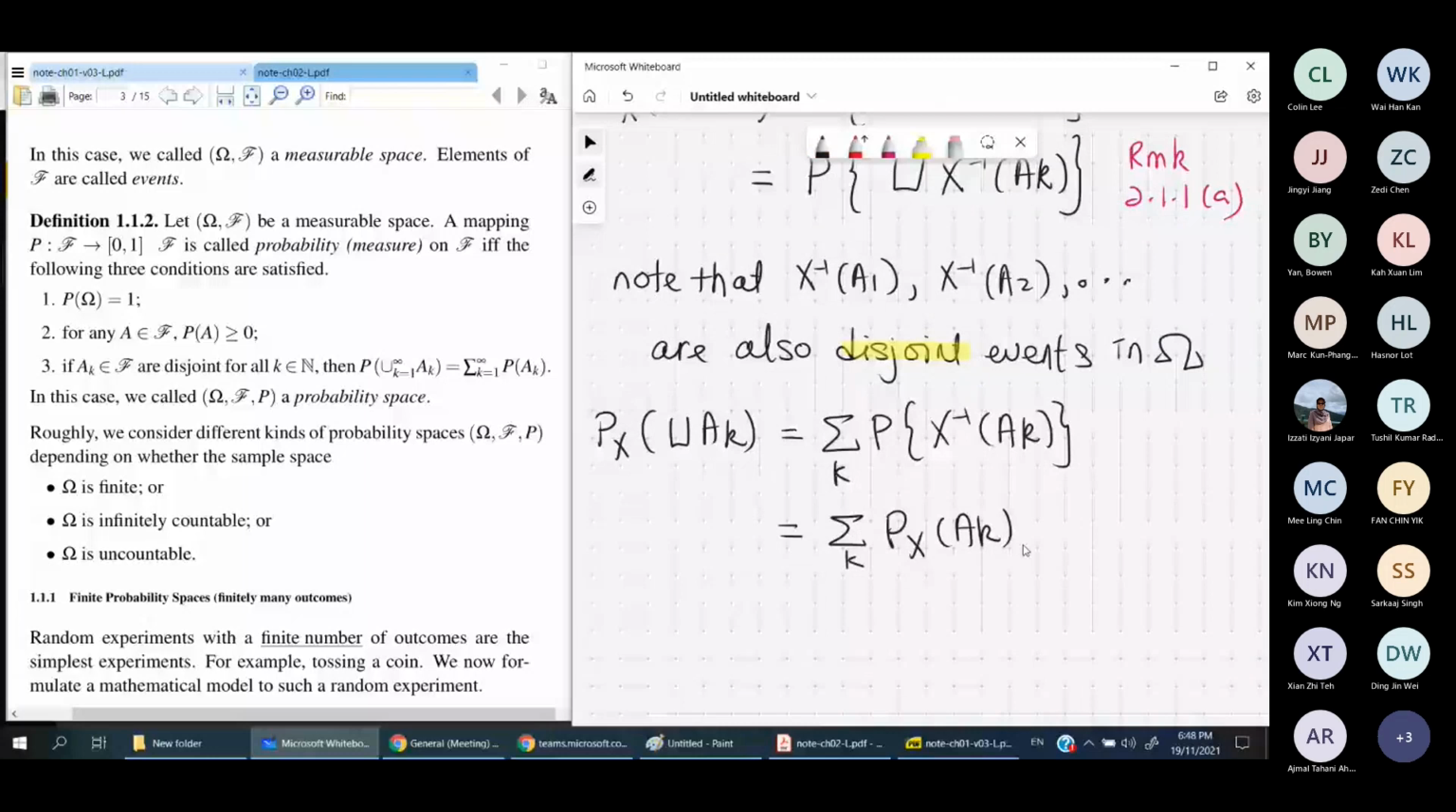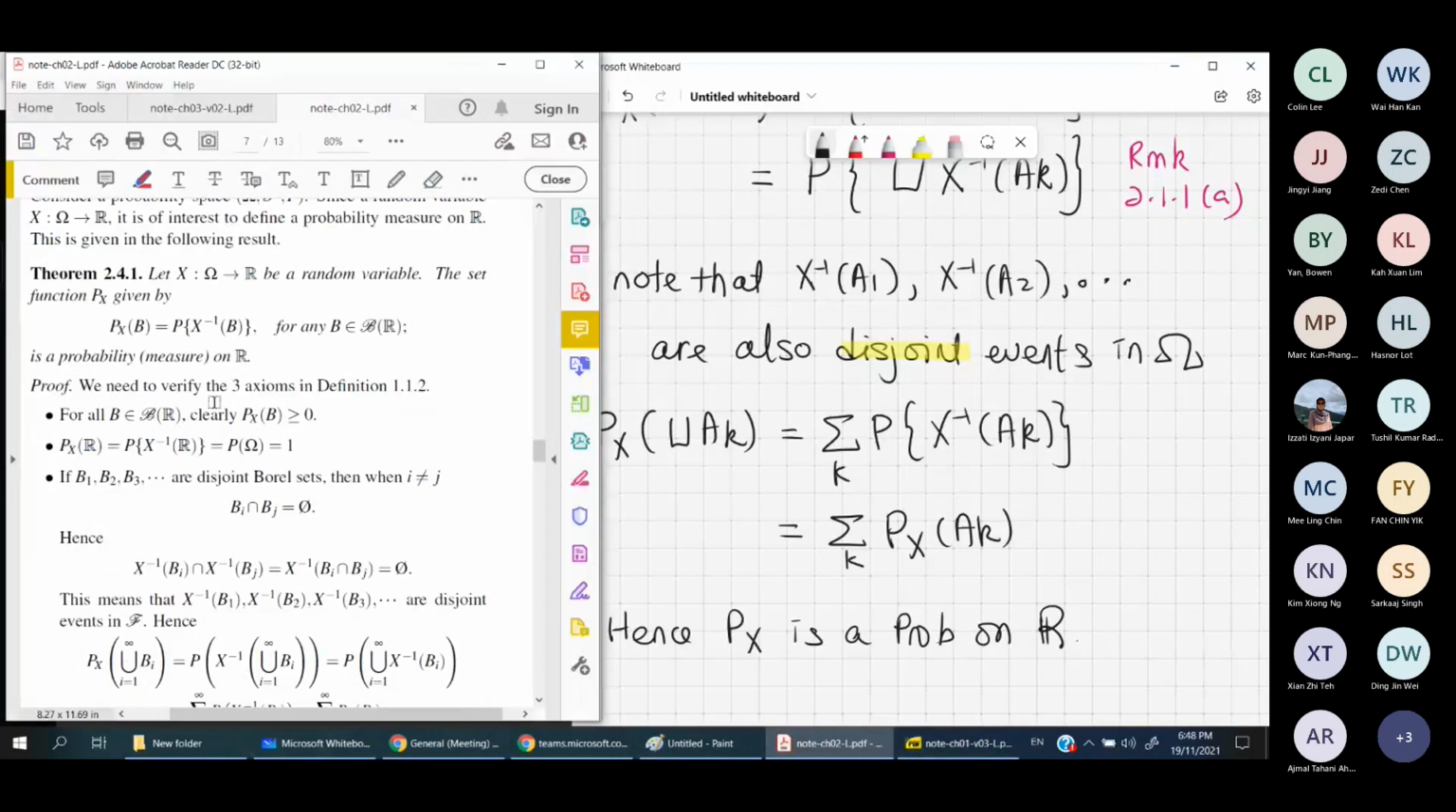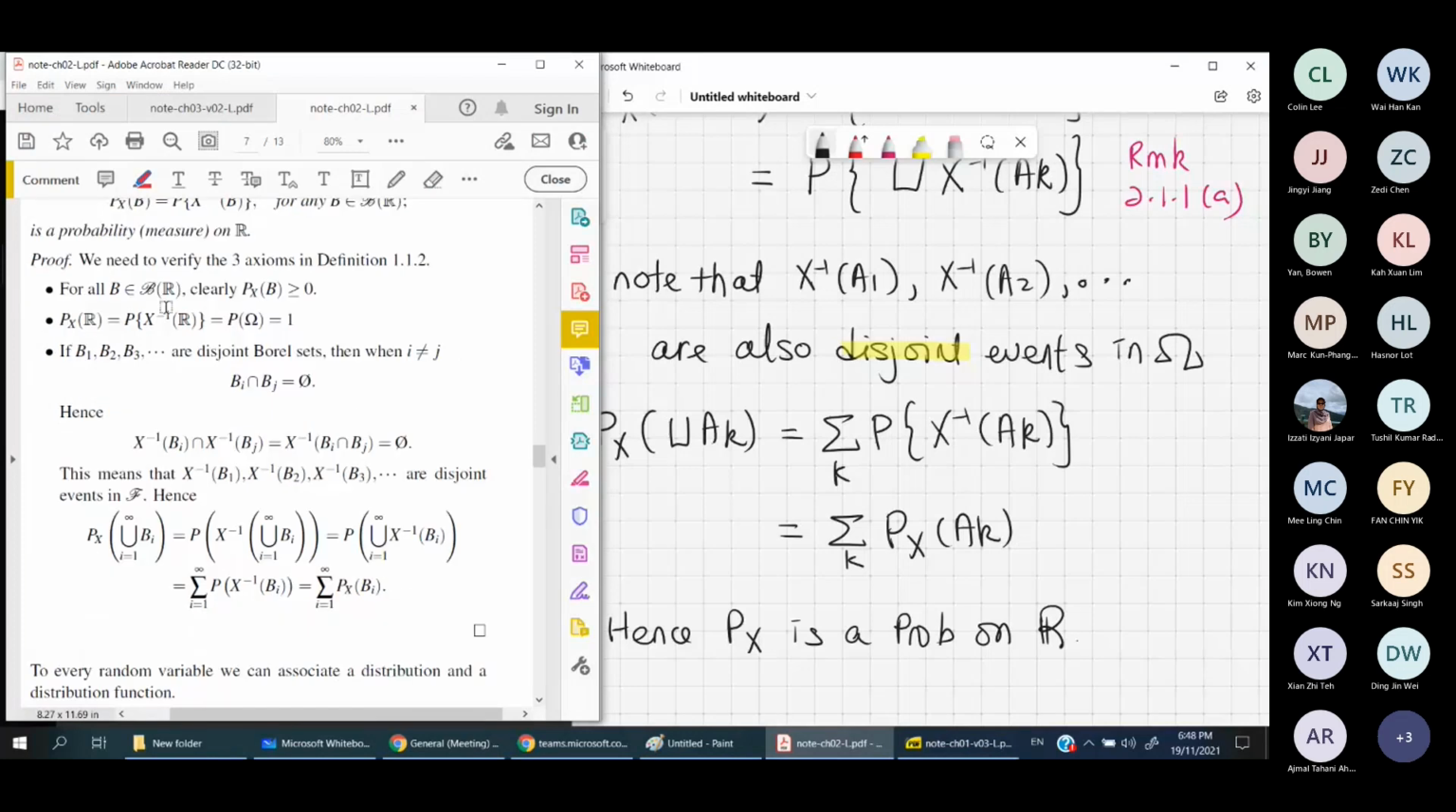Okay, so when 1, 2, 3 are all true for this PX, then we can make a conclusion. Hence, this PX is a probability measure on R. So this is how we get this. Oh, actually, the proof is already here. So just write that one more time, we just need to change the symbol from B to A. Okay, the rest are the same.